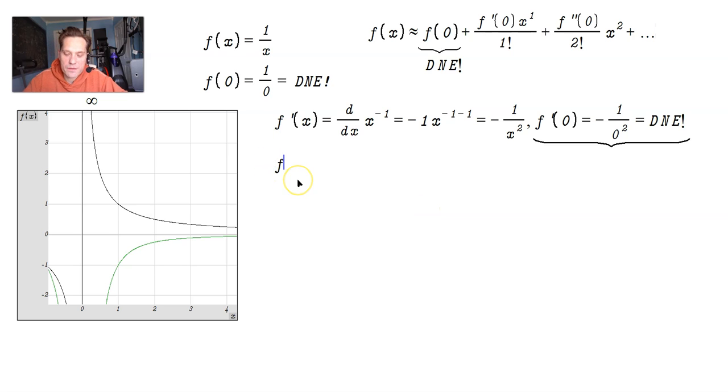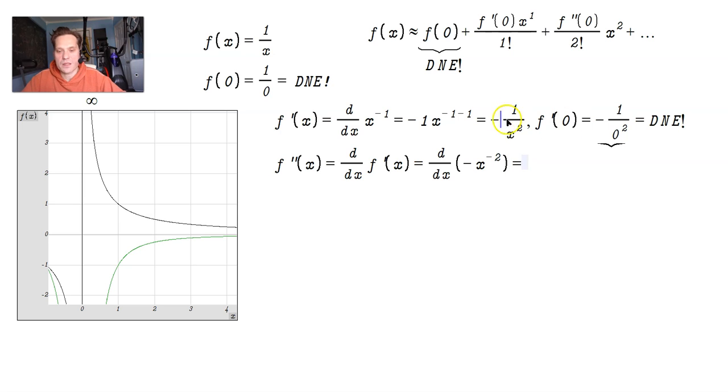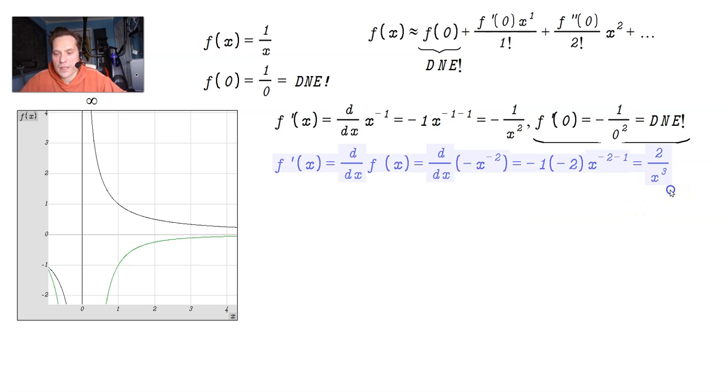Notice something. F double prime at x, well, that's just the derivative of f prime of x, the first derivative, which is then just the derivative with respect to x of negative x to the negative second. So just taking this, writing it this way, then it's negative 1 times negative 2, and then x raised to the negative second minus 1 by the power rule. But that's just going to give you 2 over x to the third. But guess what? Again, this quantity right here at 0, so f double prime of 0, this is 2 over 0 cubed, which is what? DNE. It doesn't exist.